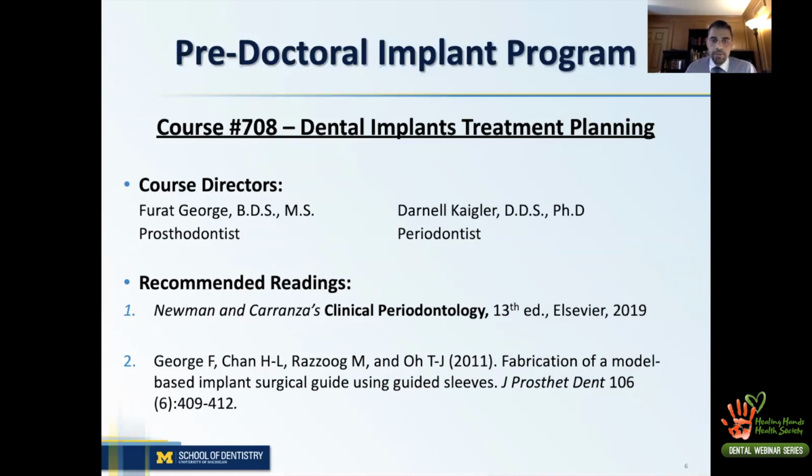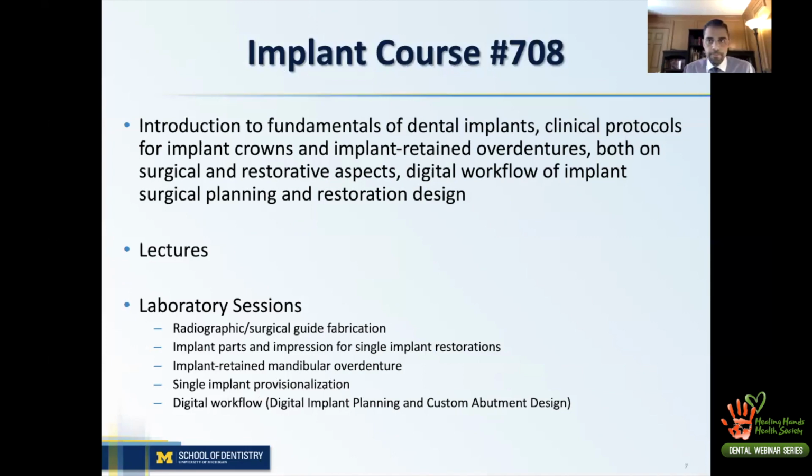We have some recommended reading material for students, and one of them is an article we published. It is a technique for fabricating a surgical guide to be used for implant placement, because this is one of the basic things that we teach our students: how to fabricate surgical guides so that the placement of the implant is planned and directed by the restoring dentist, so that it's restoratively driven and not surgically driven.